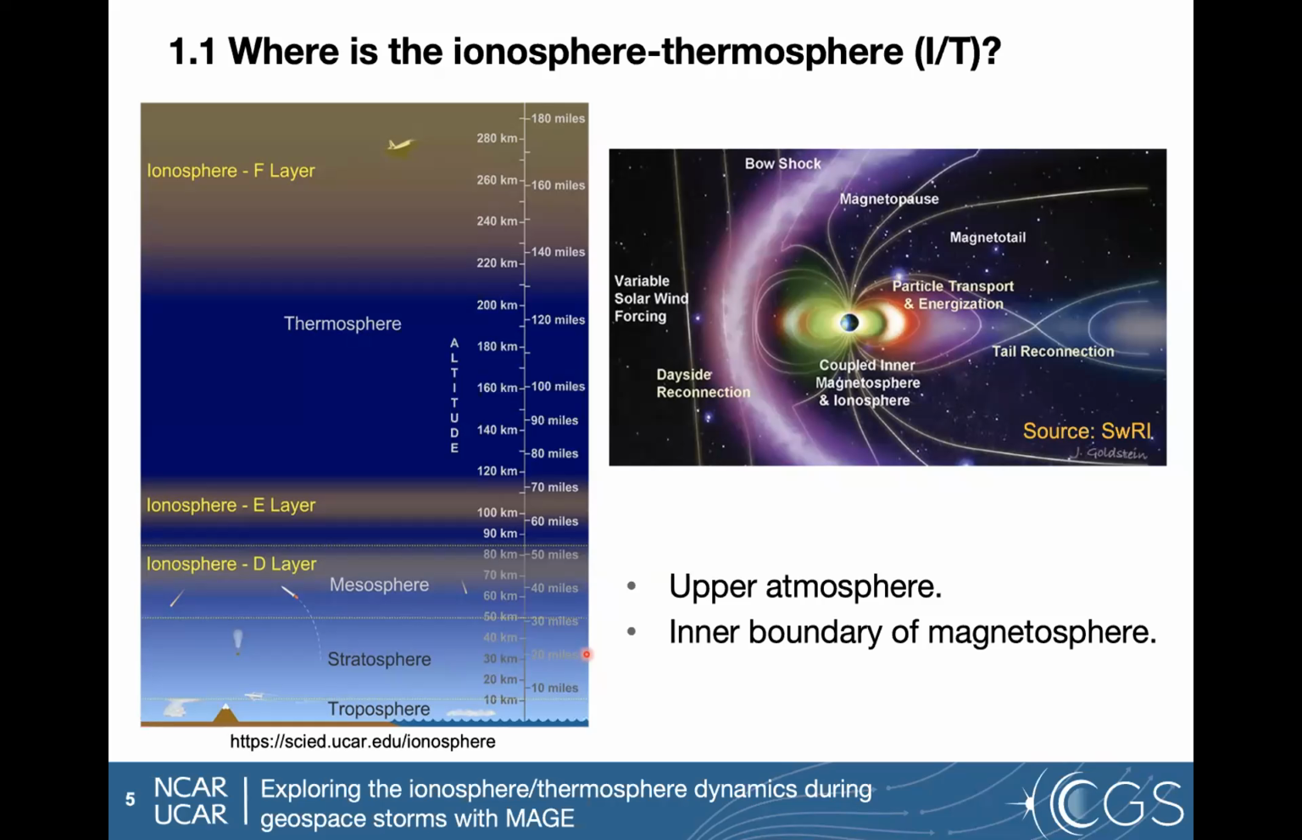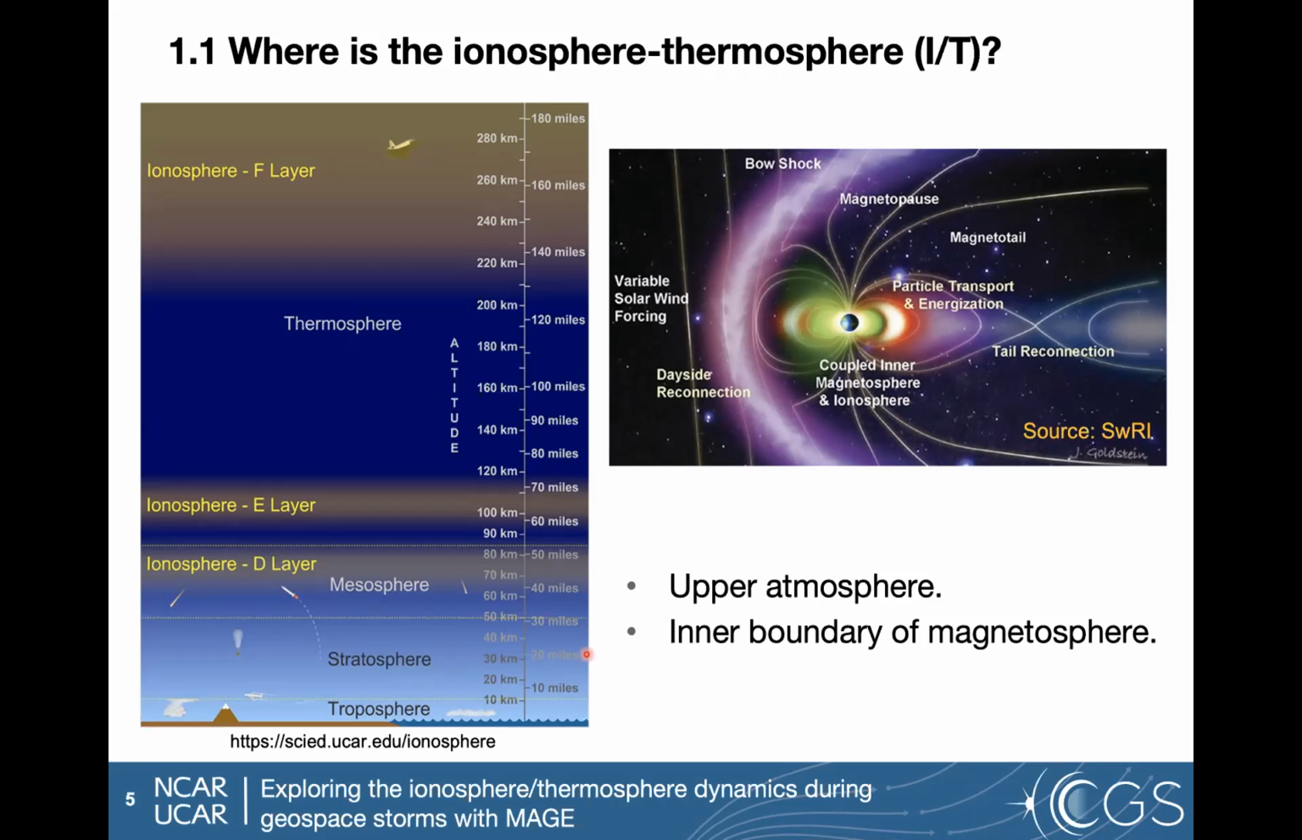This is because they are defined based on different criteria. The thermosphere is defined from the perspective of neutral density and temperature, just like the spheres below it: the mesosphere, stratosphere, and troposphere. The ionosphere, on the other hand, is mainly defined from the perspective of plasma dynamics and electrodynamics, so it is classified in terms of the electron density profile.